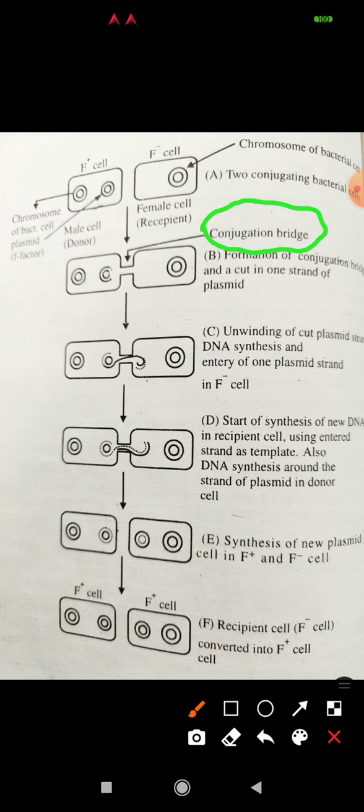the plasmid is present in the F plus cell. See here, this is the plasmid. The plasmid is present in the F plus cell. It is not there in the F minus cell or female cell. But through the conjugation bridge, this plasmid gets its entry into the F minus cell, and the F minus cell now gets converted into an F plus cell. In this diagram we have seen how it happens. So bacterial conjugation can also give direct evidence that the genetic material is DNA, which converts the F minus cell into an F plus cell.